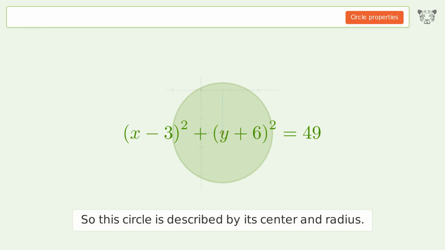Now we derive the related properties from the radius. The diameter is 2 radii across, 2 times 7 equals 14. The circumference is 2 pi r, 2 times pi times 7 equals 14 pi. The area is pi r squared, pi times 7 squared equals 49 pi. So this circle is described by its center and radius.